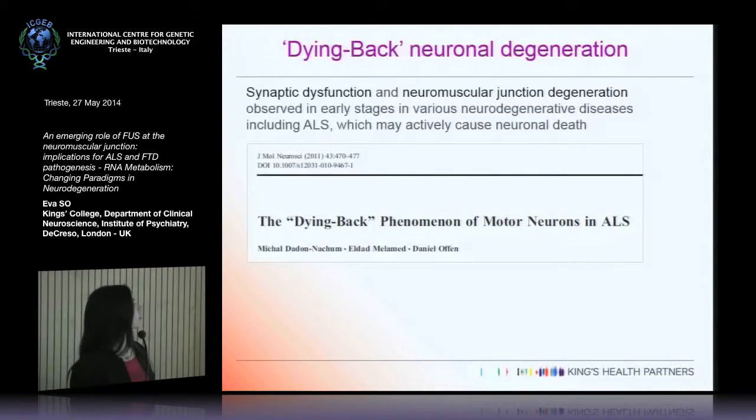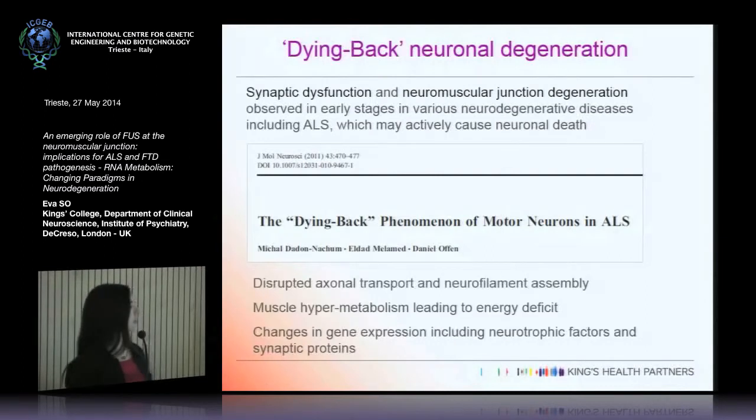So this suggests a dying back neuronal degeneration. And there are a number of suggested mechanisms causing this dying back phenomenon. For example, disrupted axonal transport and neurofilament assembly, and also muscle hypermetabolism leading to energy deficits, and also maybe some changes in the gene expression of neurotrophic factors and synaptic proteins.